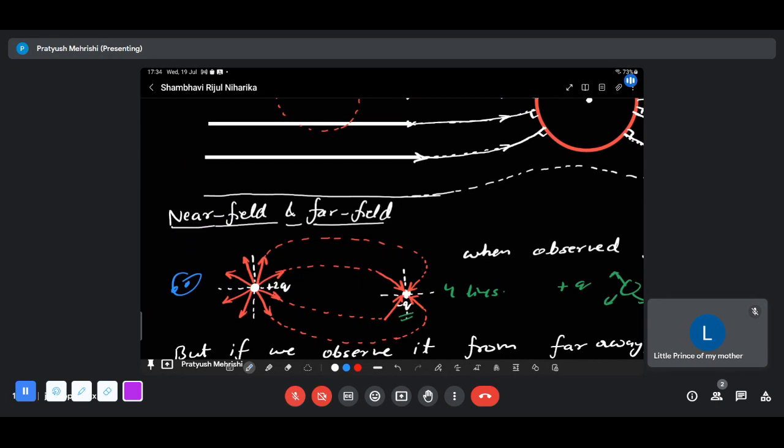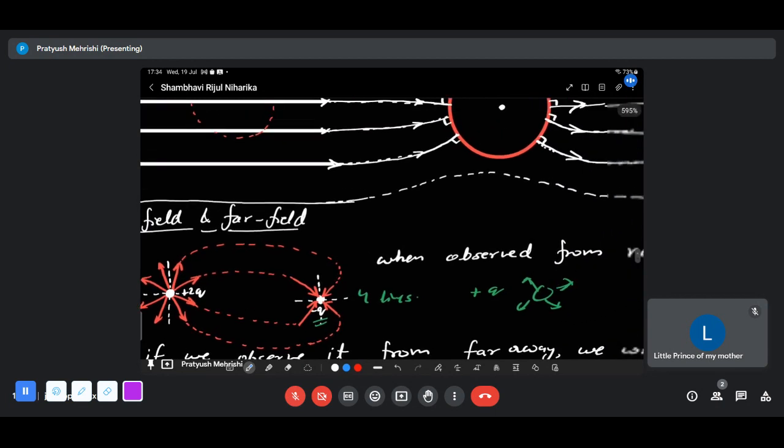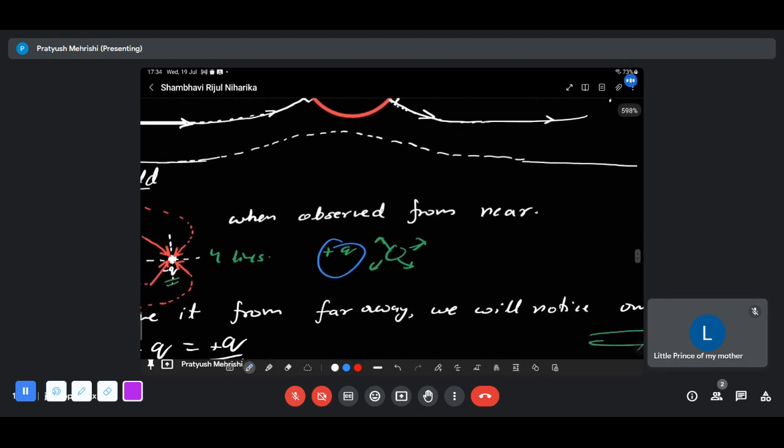So why is it happening? Because of the farther distance. Stars are kept very far away from each other. Similarly, here these 2 point charges will appear as a single charge. Single charge whose magnitude is what? Only plus q. So when we see it from far, from a great distance away, then what will happen?